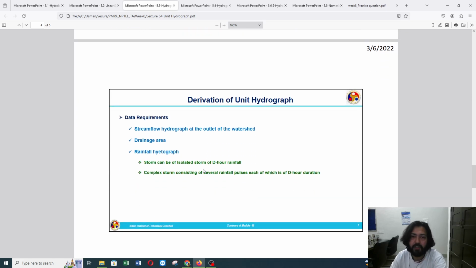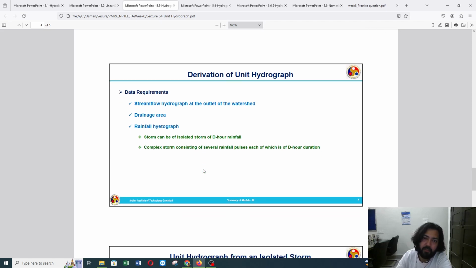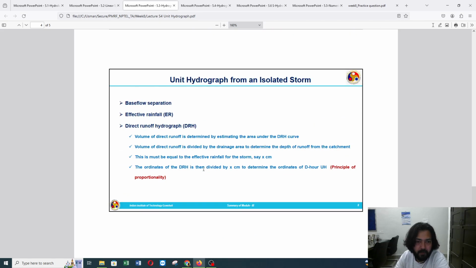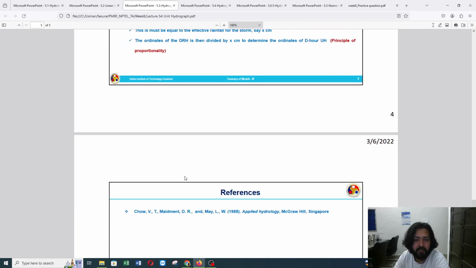Then we looked into the procedure of how to derive a unit hydrograph. There are certain steps. The first step is to separate the base flow. Once you have separated the base flow, you get the DRH. Then you can calculate the volume of the DRH by taking the area under the curve, and then you can calculate the depth of excess rainfall by dividing the volume of the DRH by the catchment area. Then you can calculate the ordinates of the unit hydrograph by dividing the ordinates of the DRH by the excess rainfall depth, right?